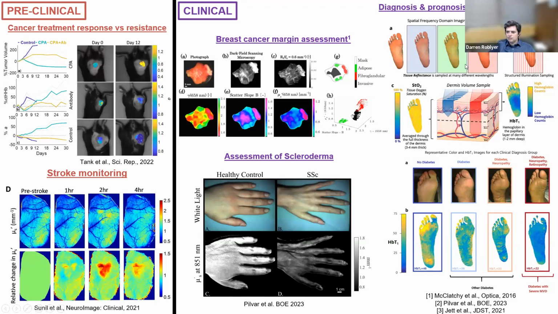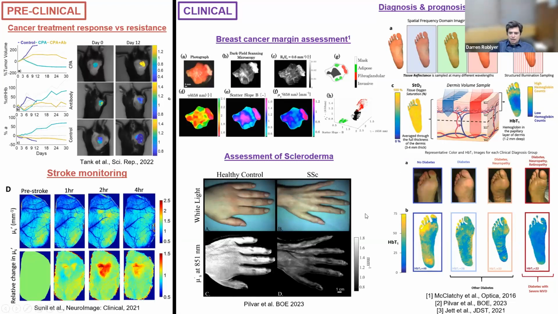And so here they're using SFDI at multiple wavelengths to look at the tissue oxygen saturation in the skin of the foot at more superficial and deeper vascular beds. And one can see, compared to a patient with no diabetes, someone with diabetes has less total hemoglobin, someone with diabetes plus neuropathy has even less, and someone with diabetes, neuropathy, and retinopathy, meaning they have much more severe cardiovascular disease, has even less total hemoglobin in their foot, and they're more at risk for developing diabetic foot ulcers.